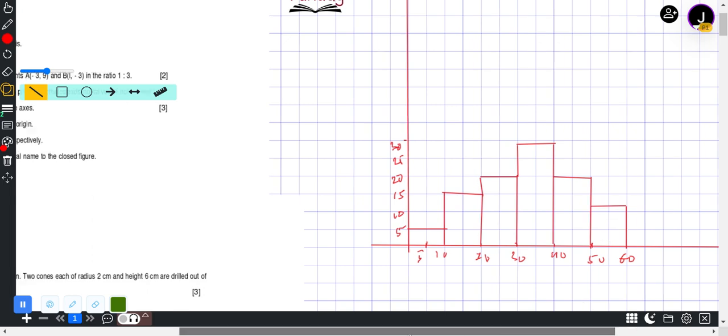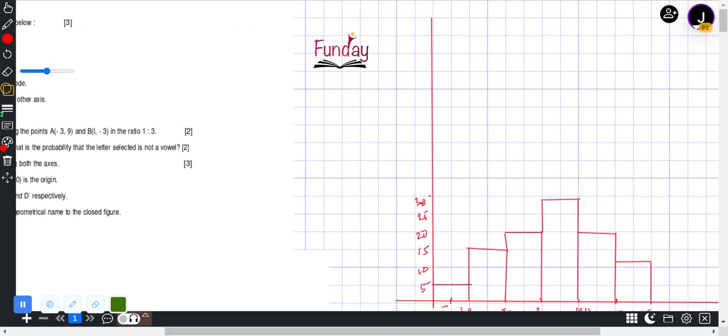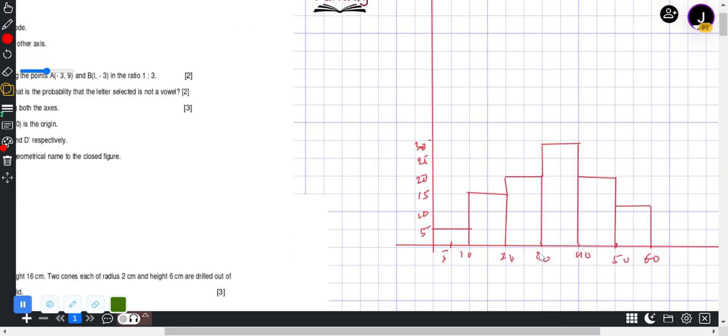Now we have to find the mode using the histogram graph. So mode is the class which has maximum occurrence. The class which has maximum occurrence is this, which is actually 30 to 40. But how do you find the mode? For finding the mode, what we do is we draw this line.